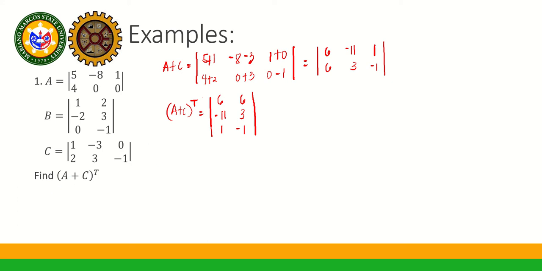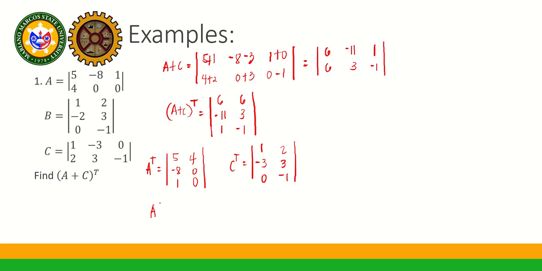Let's transpose them separately. So, our A, transpose of A is equal to 5, negative 8, 1. Then 4, 0, 0. And then transpose of C. Sorry, that should be C. Transpose of C will be 1, negative 3, 0. And then 2, 3, negative 1.